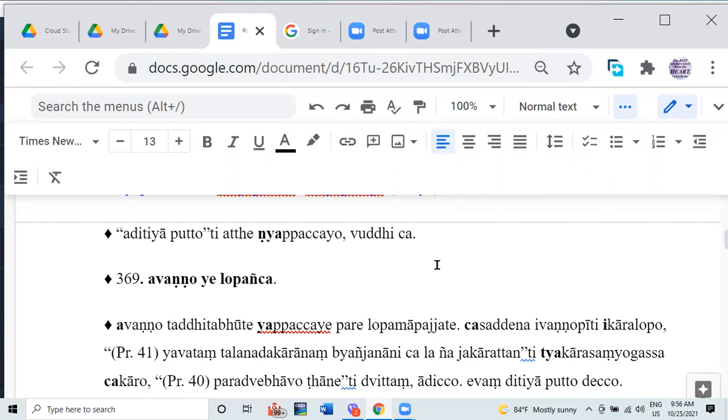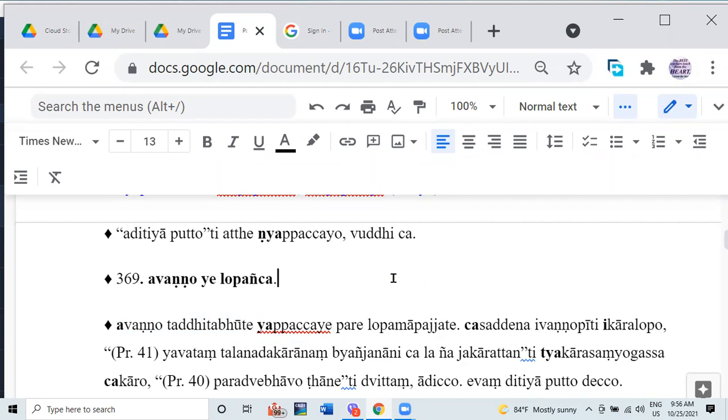That's why the next step is awanno taddhita bhute ya pachiye. You see now it's no longer na, because we already dropped it at that step. So after strengthening, now it's dropped. The step Vuttija included the step of dropping the Nanubandha.